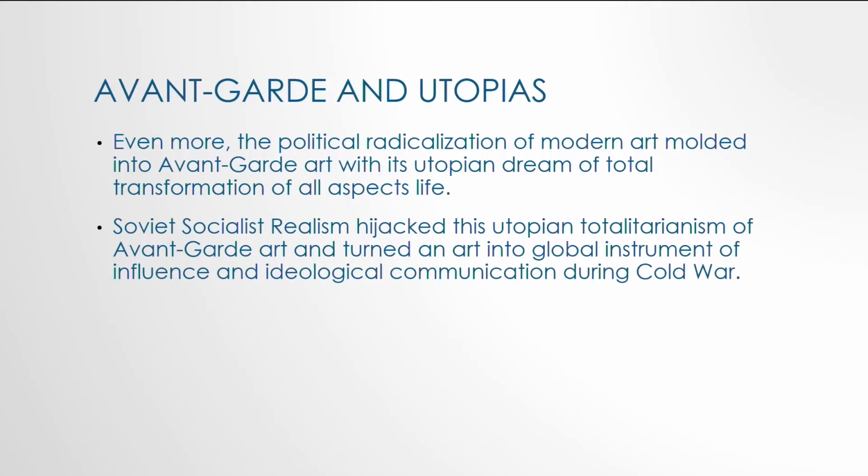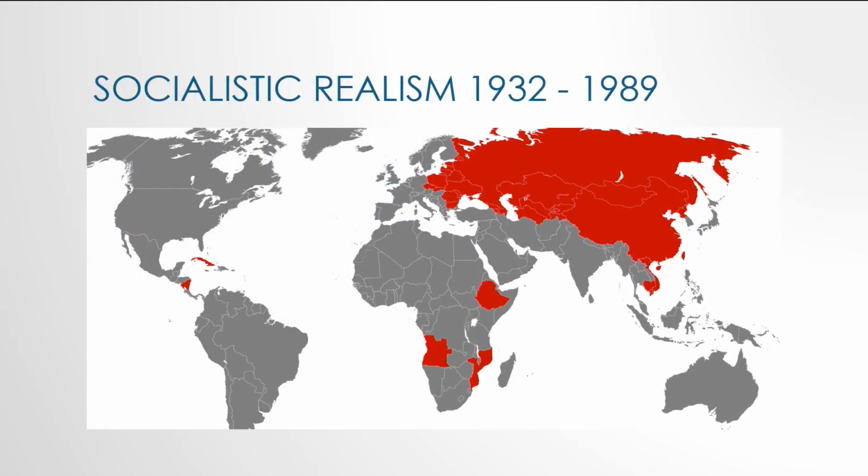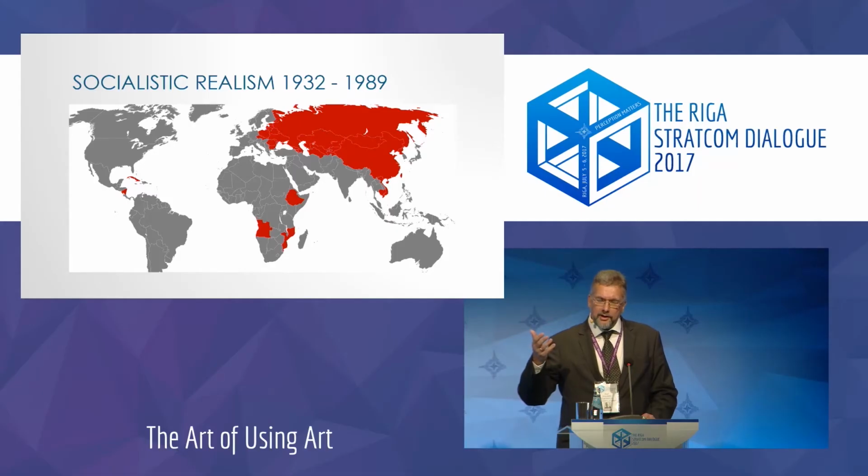If we speak about the historical heritage of modern art even more, its radical political position gave it the possibility to reshape itself into so-called avant-garde art of the beginning of the 20th century. And avant-garde art became the hotbed for probably one of the most politically elaborated theories of how art could be used, so-called socialist realism. If I look at the global distribution of socialist realism, some countries were included, some countries were excluded.